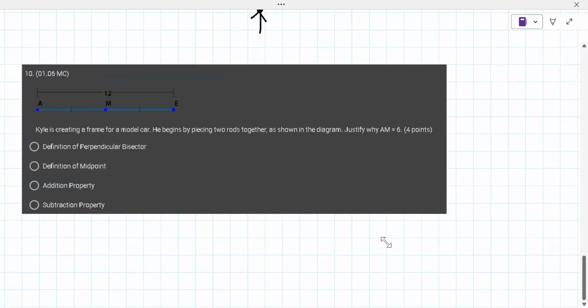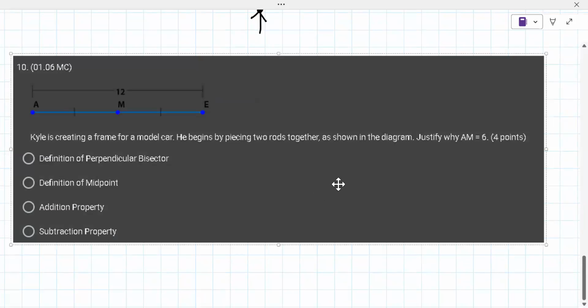Number 10. Kyle is creating a frame for a model car. He begins by piecing two rods together as shown in the diagram. Justify why AM equals 6. So we're saying that this is 6 and ME is probably 6. Why would that be true based on what you see here?